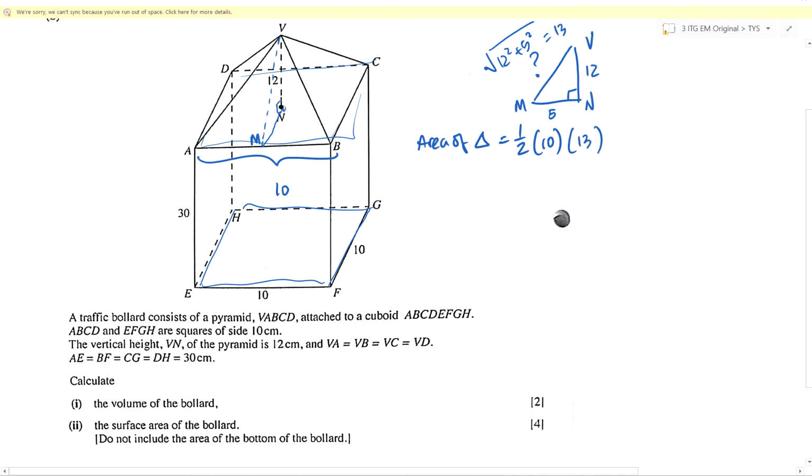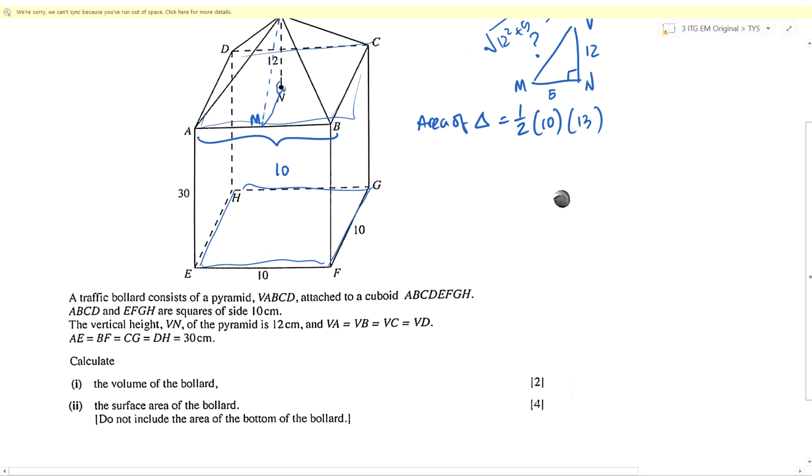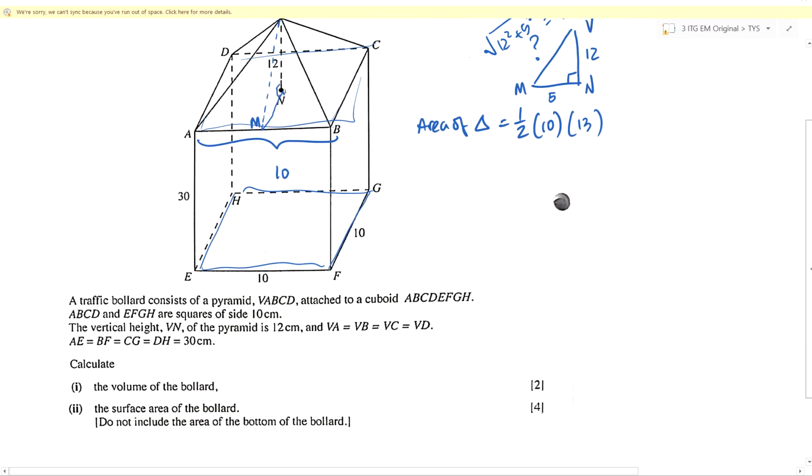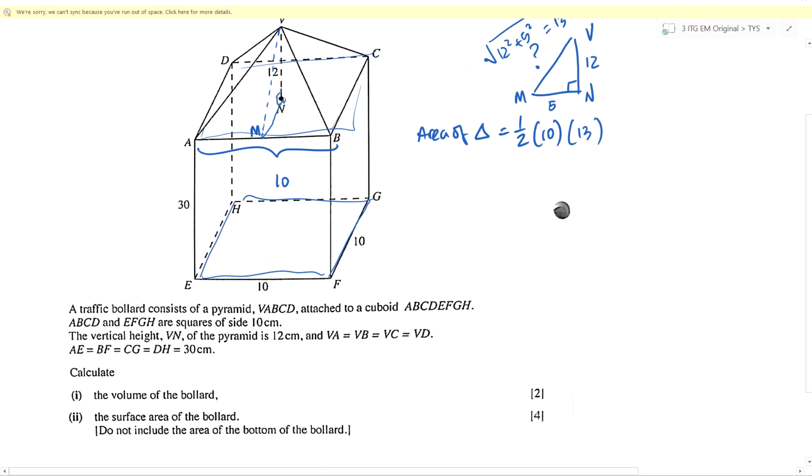So this is the area of one of the triangles. Half times base times the perpendicular height. Multiply it by 4 and you get the surface area for the 4 triangles. Add that to the remaining 4 rectangles plus the square base, and you get the final answer.